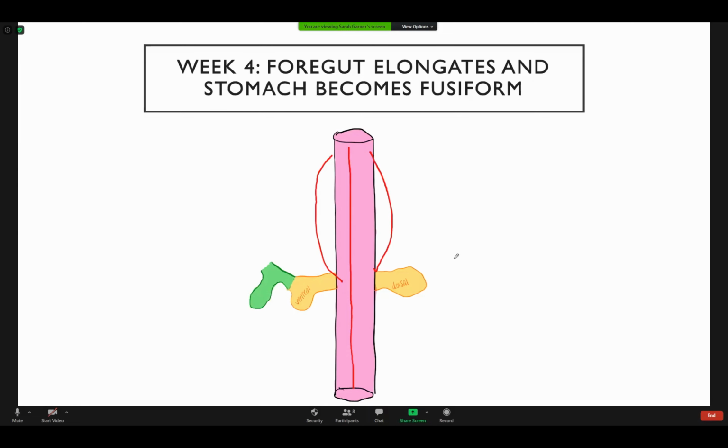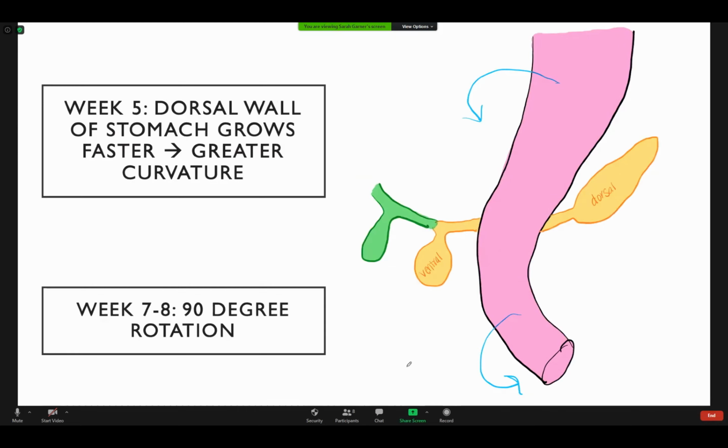Now also notice here, you have 2 little buds here and here. These are the dorsal and the ventral buds that are going to form the pancreas. And then next to that, you have a little bud here that's going to form the gallbladder and the bile duct. Okay, so think of where the stomach is in relation to the gallbladder, the bile duct, and the pancreas. They all start out like this. So we have our stomach getting longer and becoming fusiform, and it's going to look something like this. So it kind of has that fusiform look.